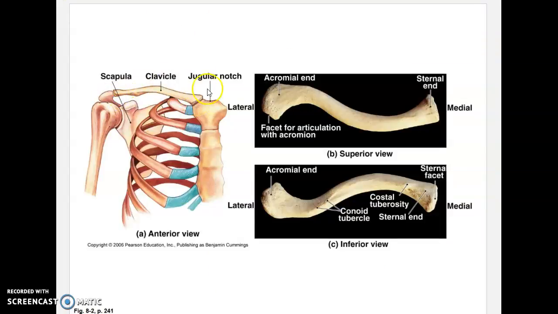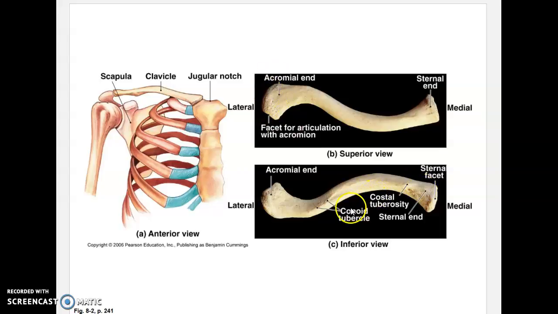Now the clavicle is articulating with two different bones. It's articulating with both the sternum and the scapula, so it's articulating with an axial bone and another appendicular bone. Notice this clavicle has a natural bend in it, and it has a blunt end next to the sternum, so we call that the sternal end. It has a flatter, more curved area next to a specific part of the scapula called the acromion process, so it's called the acromial end.